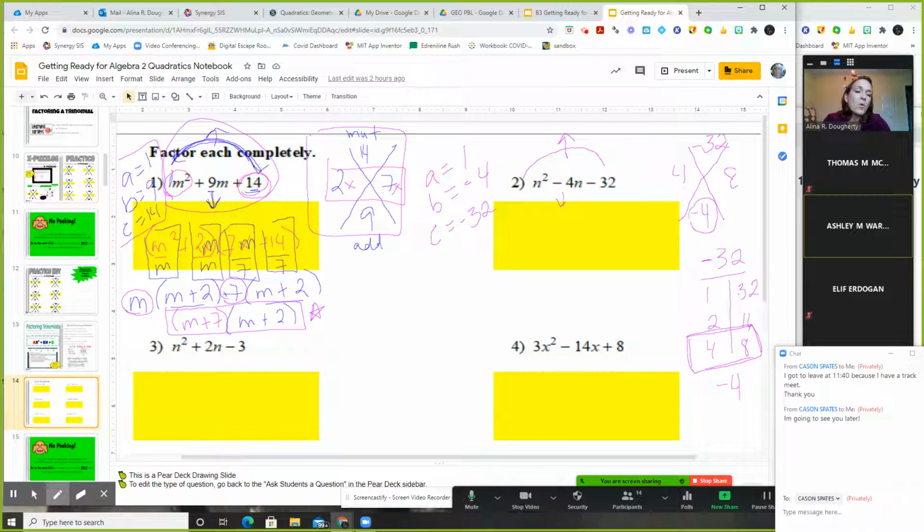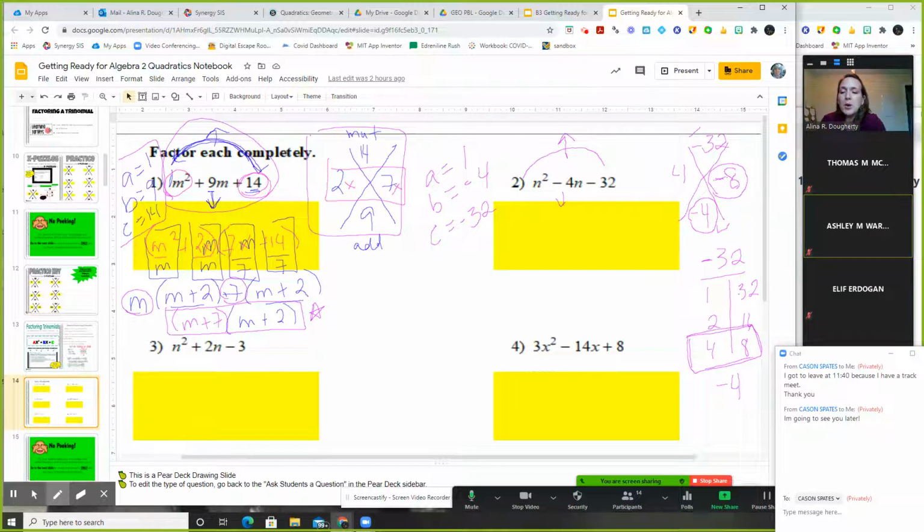If the 4 we're left with is negative, then the 8 has to be negative. The biggest number has to match the sign of the bottom number. Okay, so the biggest number in your sides has to match the sign of the bottom number. So 4 plus -8 is going to give me -4, and 4 times -8 is going to give me -32.